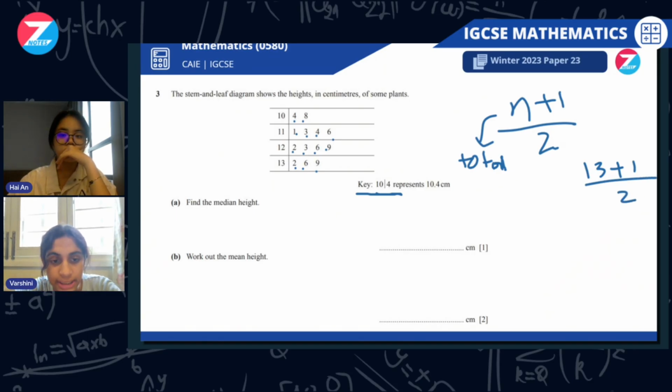Now let's look at the seventh position: 1, 2, 3, 4, 5, 6, 7. So it's this one where there's a 2. How do we read this? We know 10 dash 4 equals 10.4. So 12 dash 2 is equal to 12.2. So that's our answer.